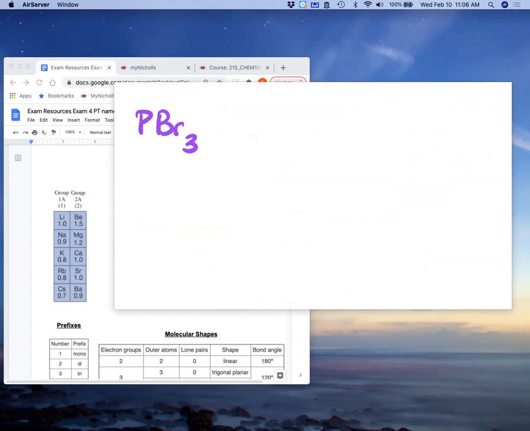PBr3, okay? So our phosphorus and then 3 bromines, Br, and our bromines are going to end up having lone pairs, right? And then to complete our octet on phosphorus, you're going to have 2 on there, okay?